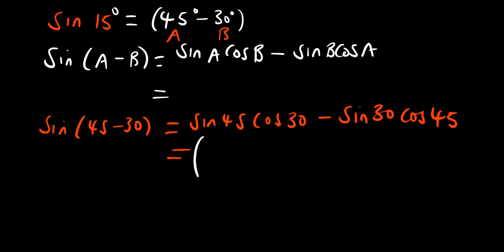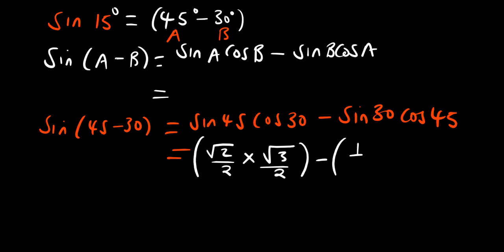You know what sine 45 is? We said it's just the same as the square root of 2 over 2. This is multiplying by cos 30, which will just be root 3 over 2. Then we've got the minus. You come to sine 30. Sine 30 is just the same as 1 over 2. This is multiplying by cos 45, which is the square root of 2 over 2.